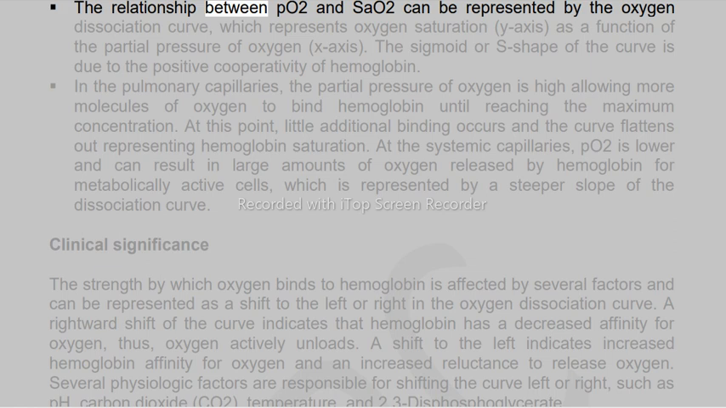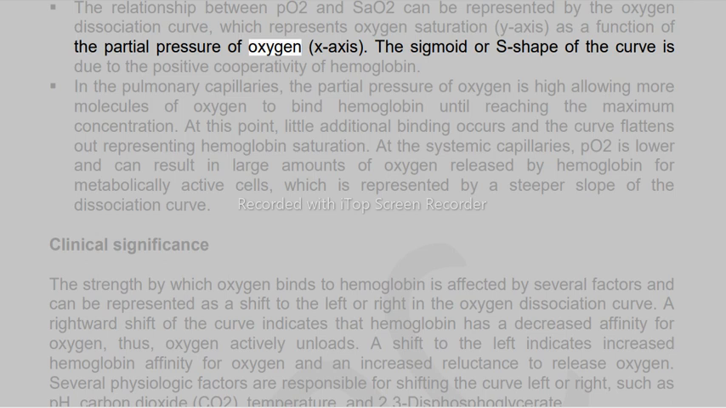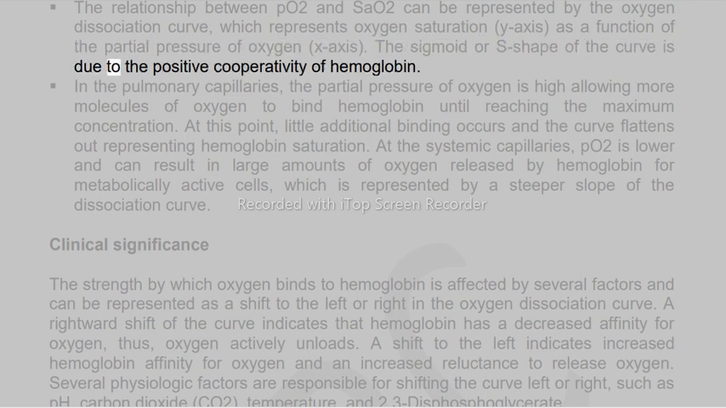The relationship between PO2 and SaO2 can be represented by the oxygen dissociation curve, which represents oxygen saturation, y-axis, as a function of the partial pressure of oxygen, x-axis. The sigmoid or S-shape of the curve is due to the positive cooperativity of hemoglobin.